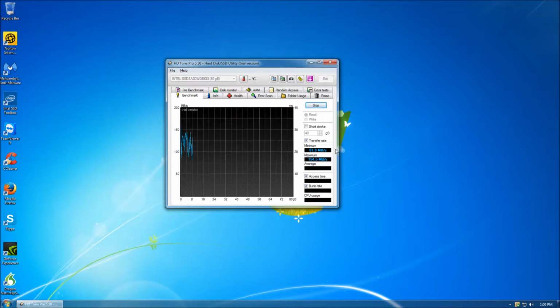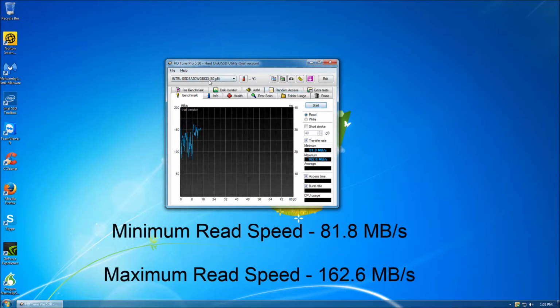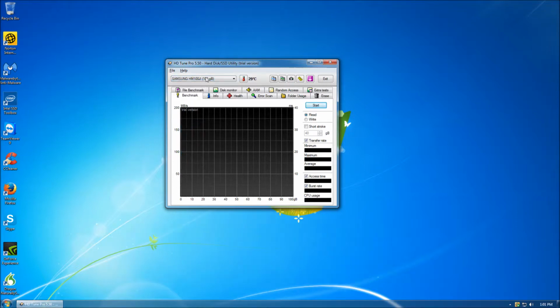As a side note, a common misconception among computer users falls into the belief that the hard drive inside of a computer does not greatly affect the computer's performance. Instead, it is most commonly believed that the processor and the amount of RAM are the only two factors that truly determine the speed of a PC. These beliefs could not be more untrue. While RAM and the processor are important, the speed of a PC relies greatly on how well a hard drive performs. With that, here are the final results for the solid-state drive: 81.8 minimum and 162.6 maximum megabytes per second.